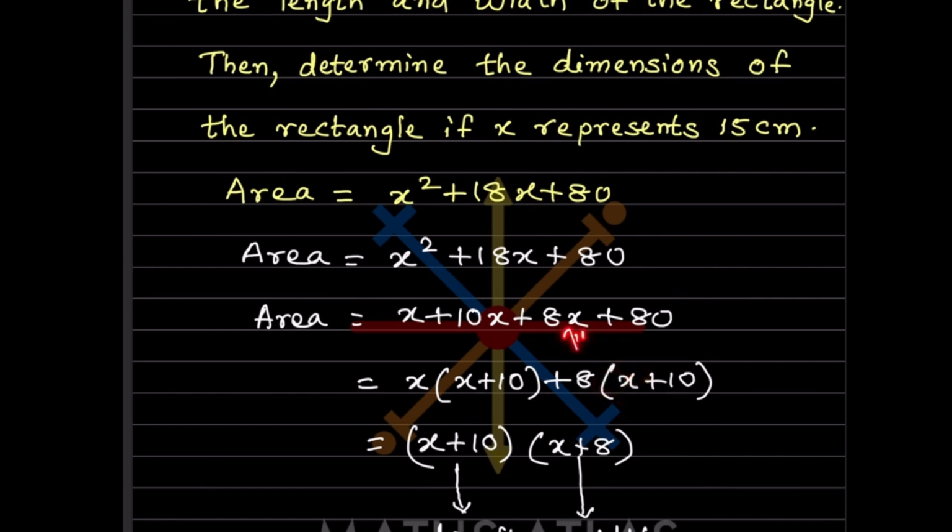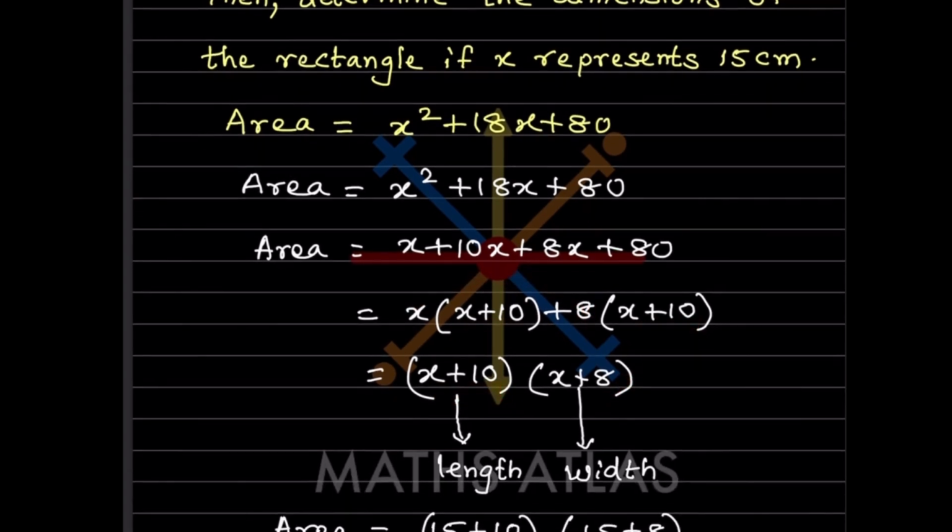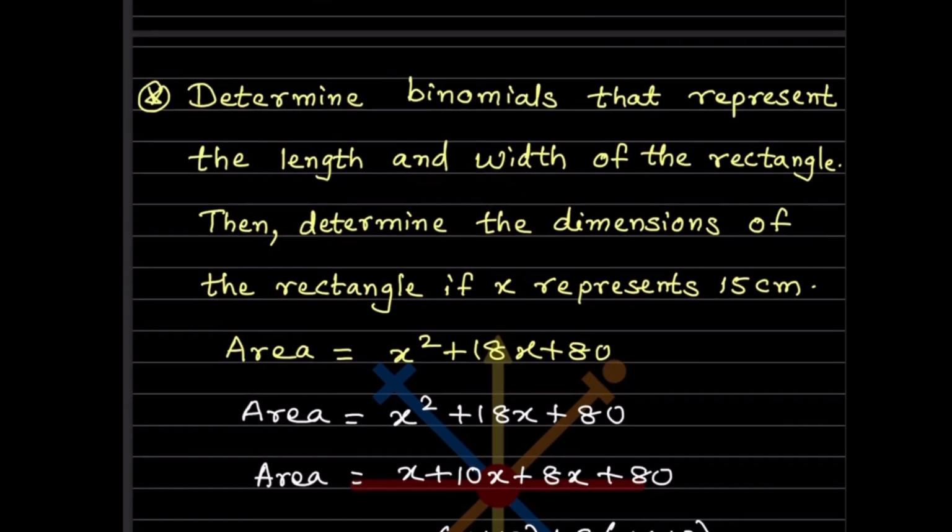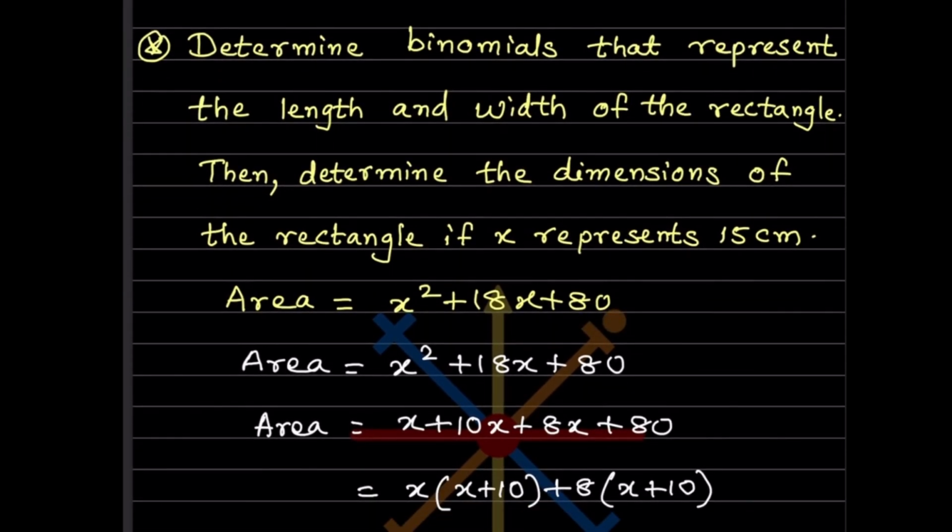This one, because this is 8x, so what remains inside the bracket is x plus 10. Now both the brackets are the same, so you are going to write it only once, x plus 8. So now you can see this is the length and this is the width of it. Now what did they say here? Determine the dimensions of the rectangle.